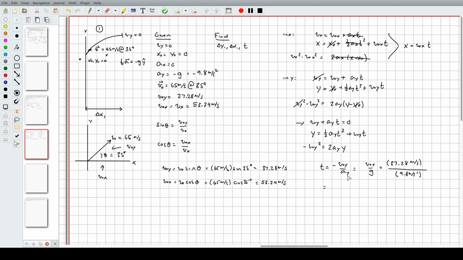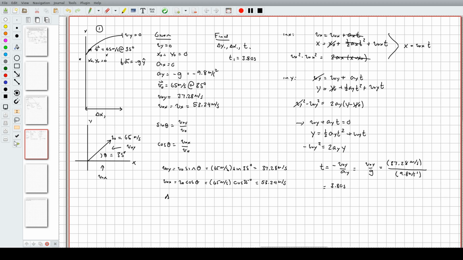So if I do this, 37.28 divided by 9.8 gives me 3.80 seconds to the top. So T1 is 3.80 seconds. Okay. Now, next up, we can find delta x.